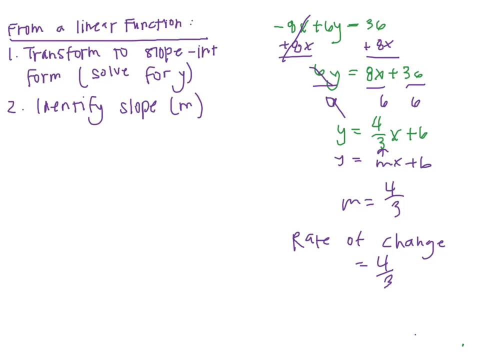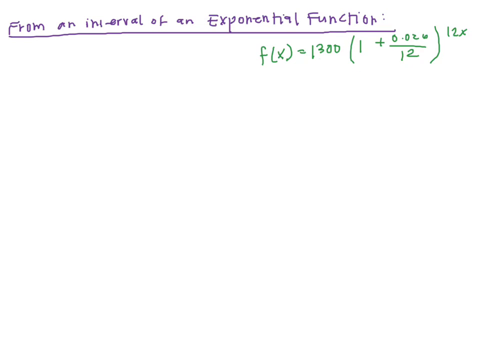The next way we can find rate of change is by calculating it from an interval of an exponential function. The function that we are looking at is f of x equals 1,300 times 1 plus 0.026 divided by 12, all to the power of 12x. I know that this is an exponential function because up here you'll see that the variable is in the exponent. This function represents an investment of money. So I know that my answer is going to be in terms of money.